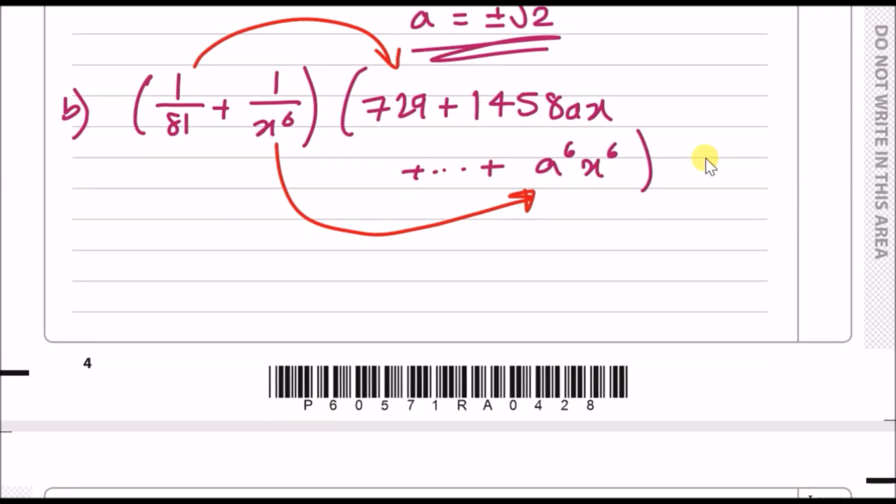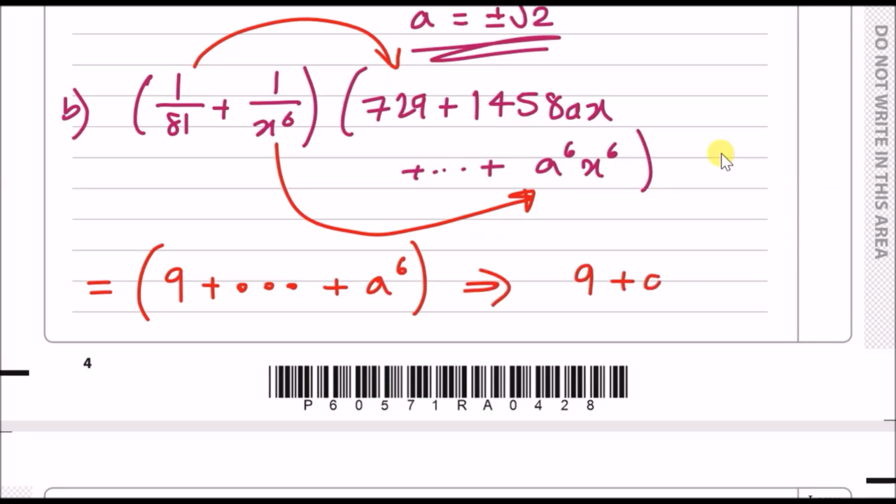And if you do that, guys, you're pretty much going to get an answer of 1 over 81 times 729, which will give us just 9, plus, and just ignoring the rest of the terms, if we go straight to the last term, 1 over x to the 6 times this would just give us a to the 6, because x is cancelled out. And that's it, guys. And then we just say, okay, all we care about is 9 plus a to the 6.